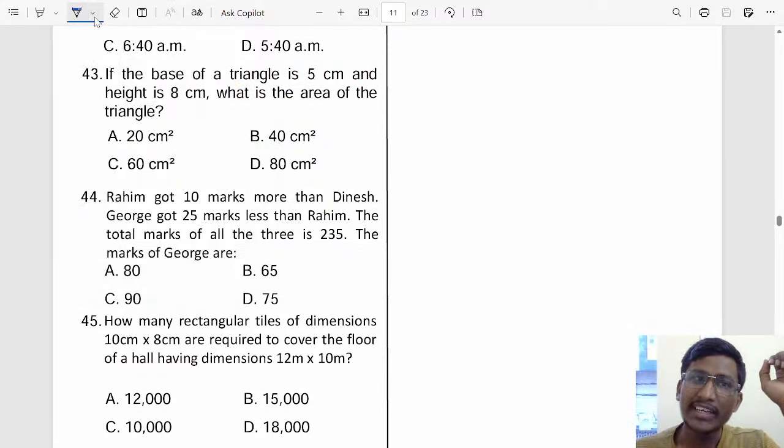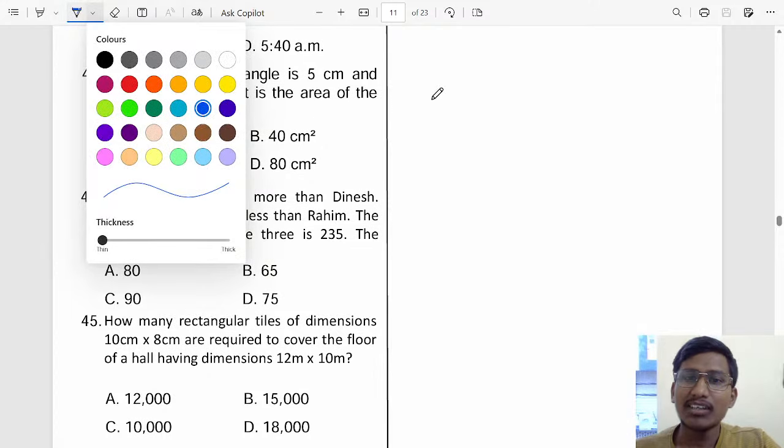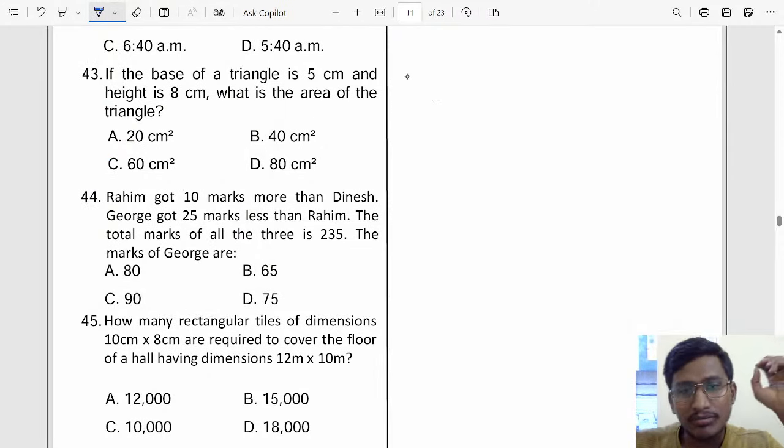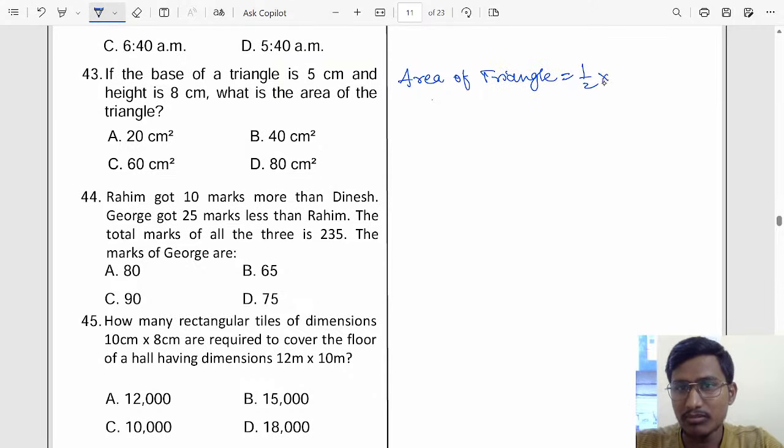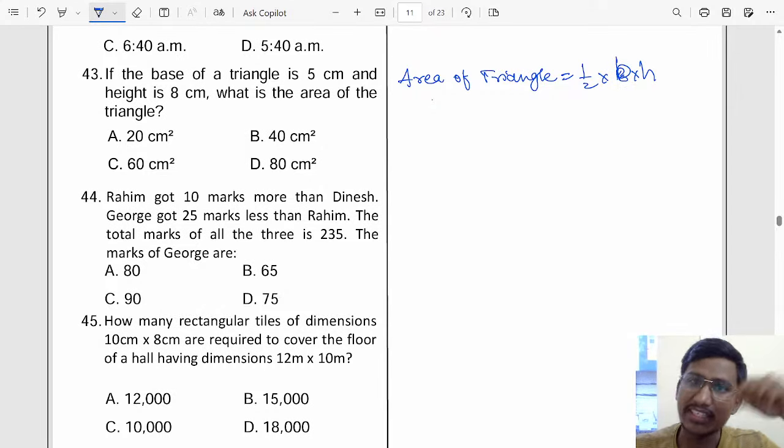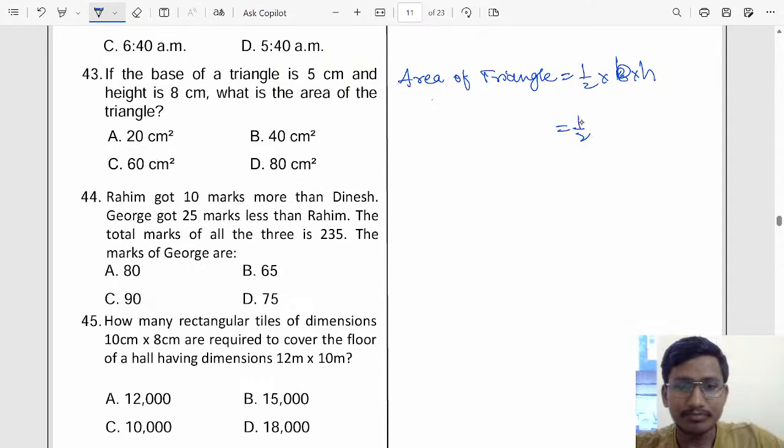We know that area is given by half of base into height. So what is the area of a triangle? Area of triangle is half into base into height. Or b into h, you can take b into h.